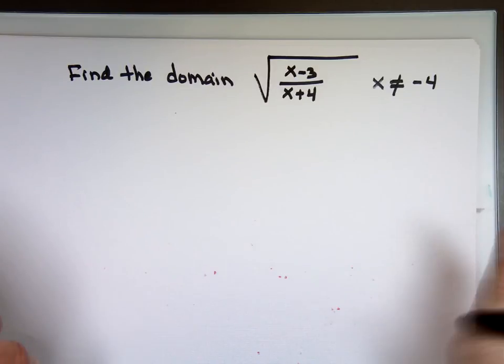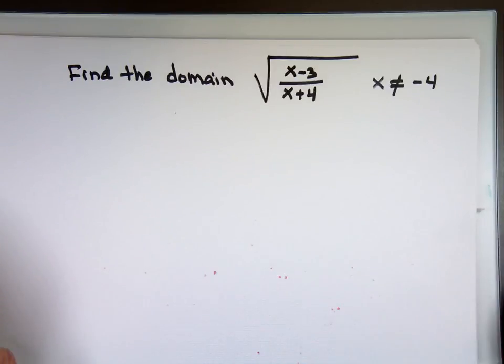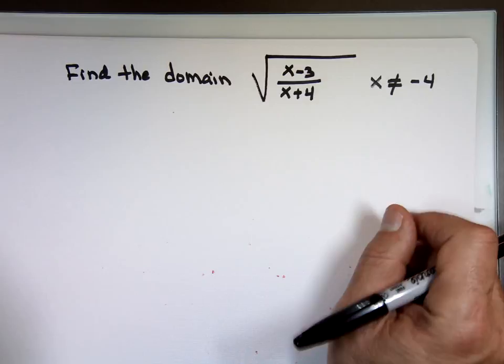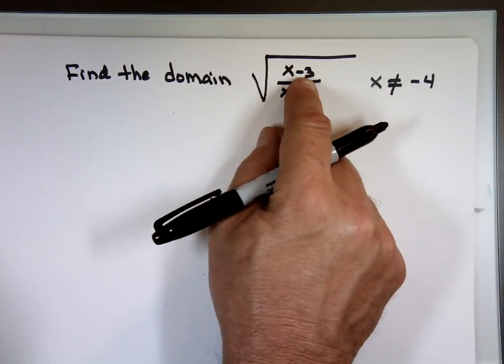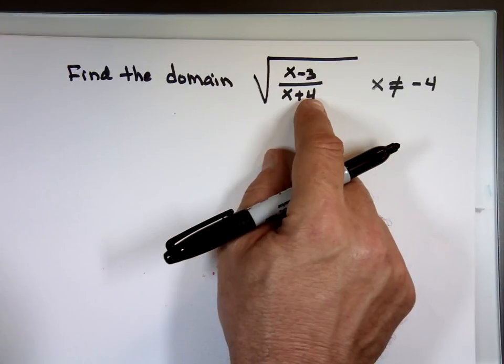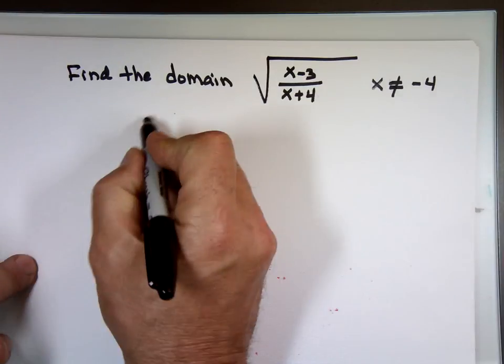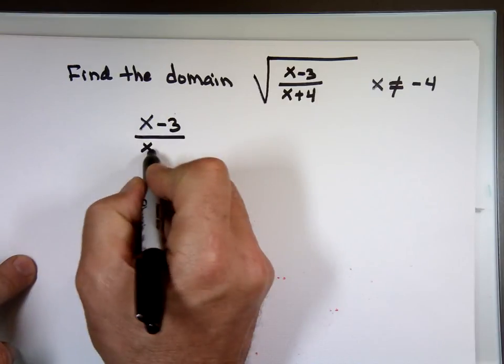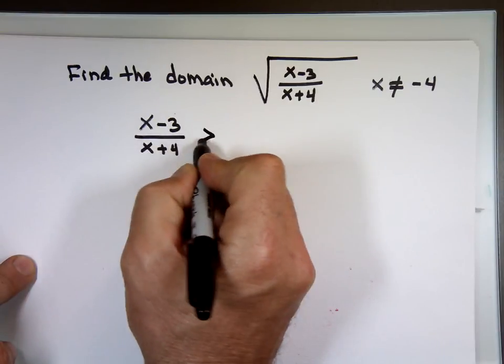But that's not the only answer. Let me give you an example. Can I use a negative 10 for x? Can you use a 0 for x? If you use a 0, this becomes what? Negative 3, and this is 4. Can you take the square root of a negative number? No. So you need to make sure that what's under the square root is greater than or equal to 0.